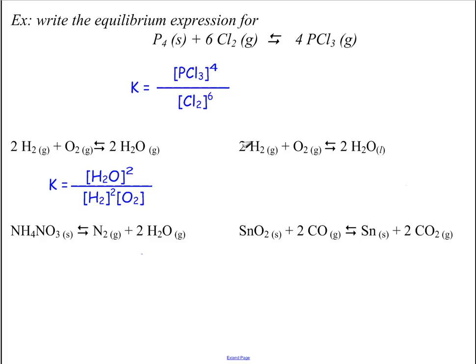Now let's take a look at one that's very similar. The reactants are the same, but now it's water vapor, or sorry, liquid. I can't use liquid water. It doesn't have a concentration exactly. So we'll just use a 1. K is 1 over the hydrogen concentration squared times the oxygen concentration.